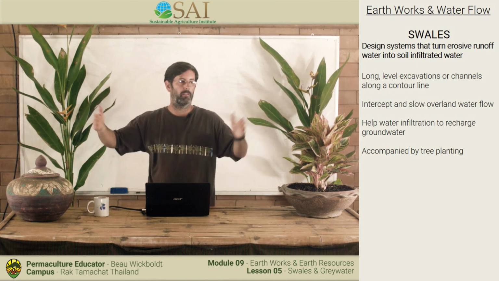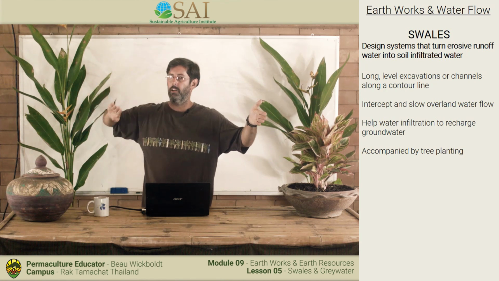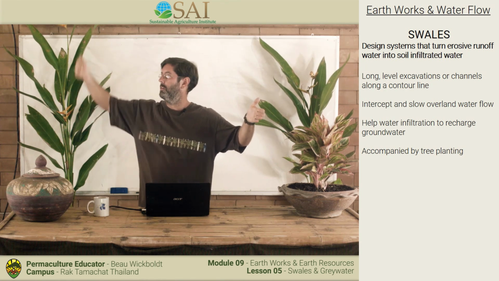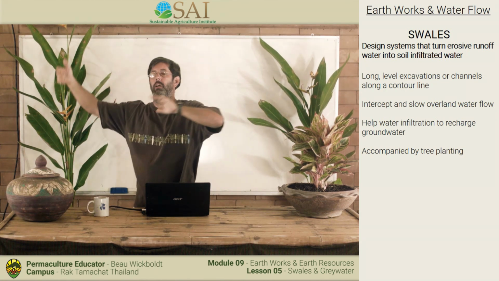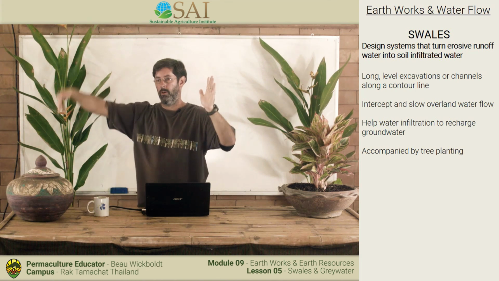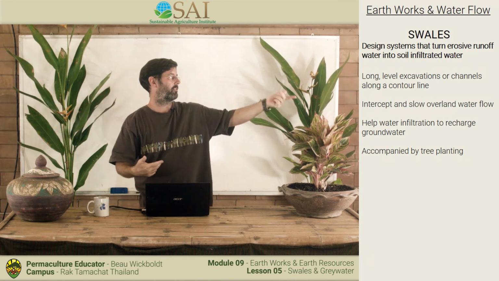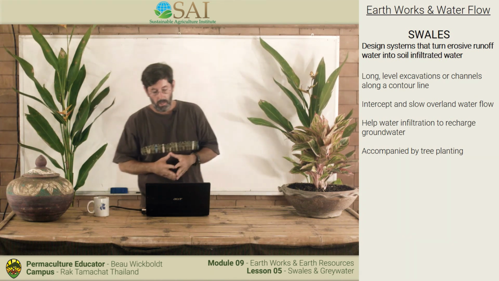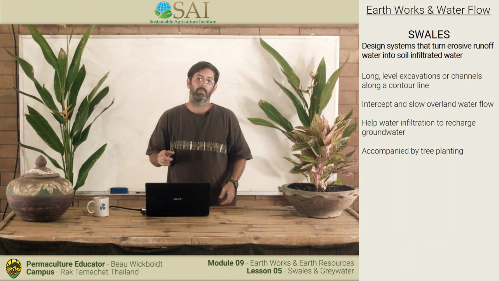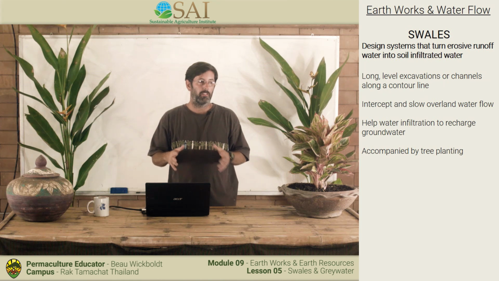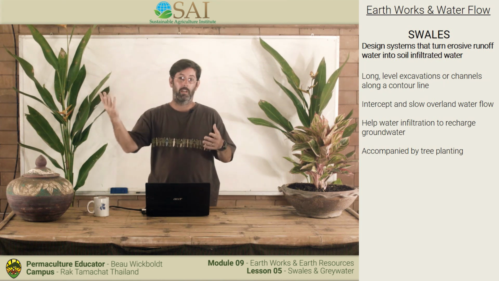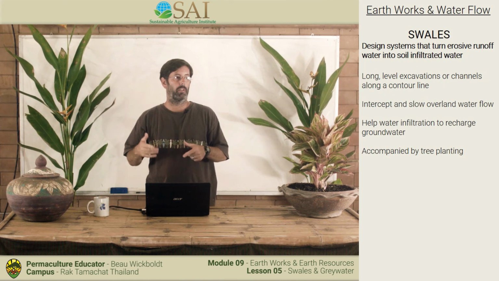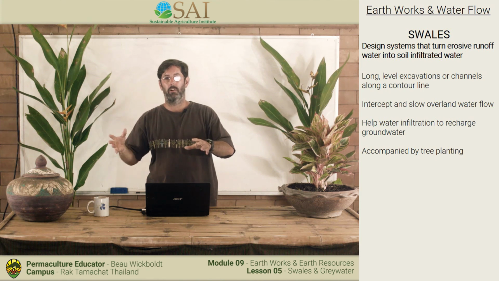And if you have a pond, like we do here at Raktamachat, I have the mainstay swales that go up the property on our contour. They infiltrate water that eventually percolates under to recharge our ponds as we use the pond water for our garden. And they normally are accompanied by tree planting, but not all the time. In some instances, because of shade or shadow, you may not actually put trees on a swale.